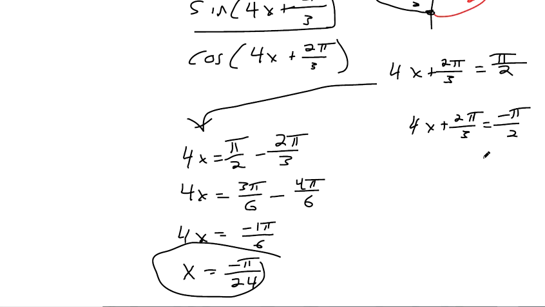Okay, and then over here, if you try to solve this equation, do the same type of thing. Subtract 2 pi over 3 from both sides. So you get 4x equals, this is negative 3 pi over 6, subtract 4 pi over 6. This is negative 7 pi over 6. And then multiply both sides by 1/4. So you get x is negative 7 pi over 24.